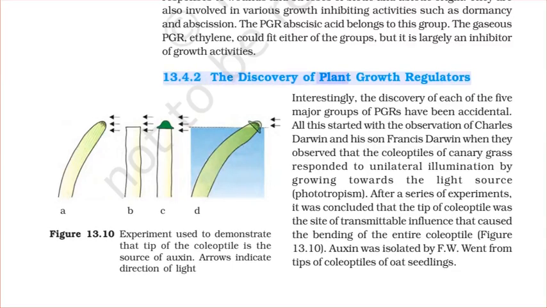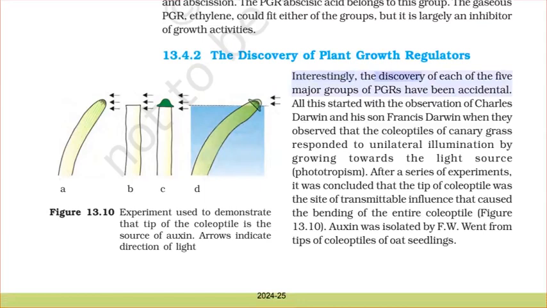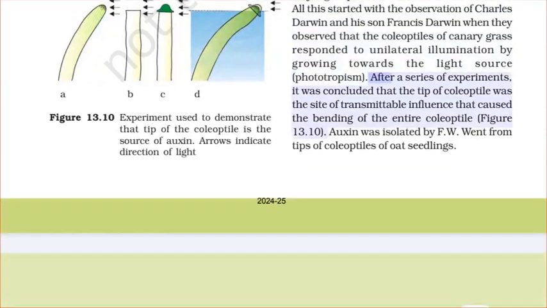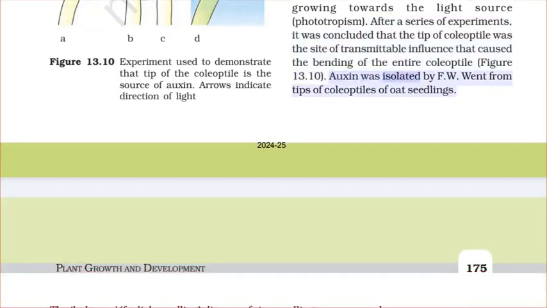13.4.2 The discovery of plant growth regulators. Interestingly, the discovery of each of the 5 major groups of PGRs have been accidental. All this started with the observation of Charles Darwin and his son Francis Darwin when they observed that the coleoptiles of canary grass responded to unilateral illumination by growing towards the light source, phototropism. After a series of experiments, it was concluded that the tip of coleoptile was the site of transmittable influence that caused the bending of the entire coleoptile. Figure. Auxin was isolated by F.W. Went from tips of coleoptiles of oat seedlings.